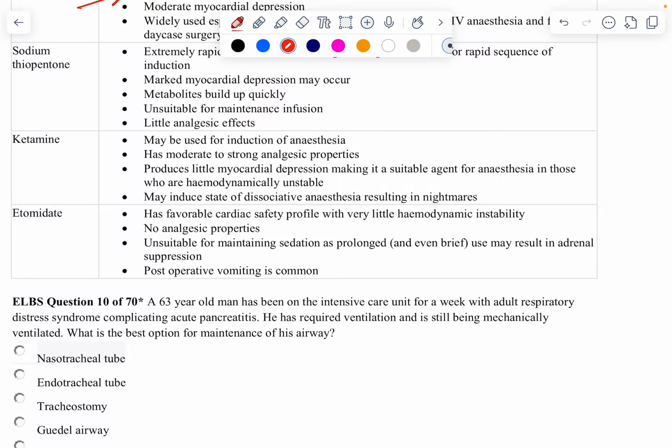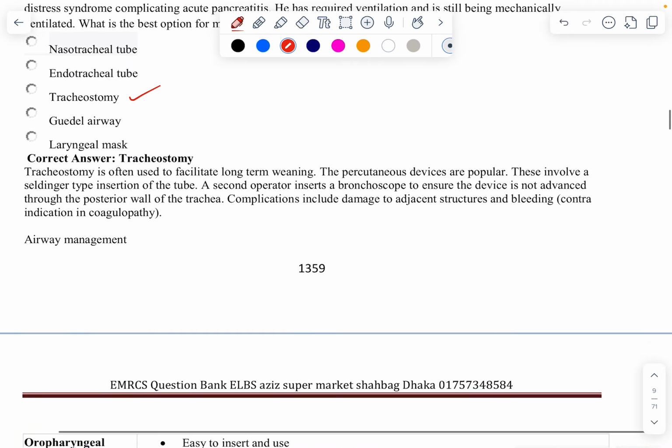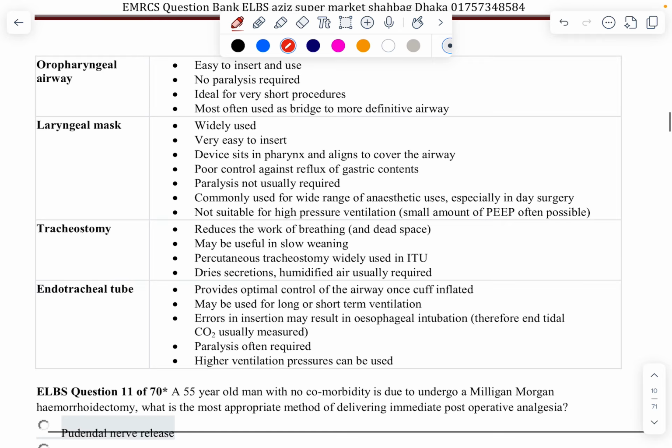A 43-year-old man is in the intensive care unit for a week with adult respiratory distress syndrome complicating acute pancreatitis. ARDS. He is still mechanically ventilated. What is the best option? Now the airway has to be maintained in ICU, so you have to go for tracheostomy so that you can avoid prolonged intubation.